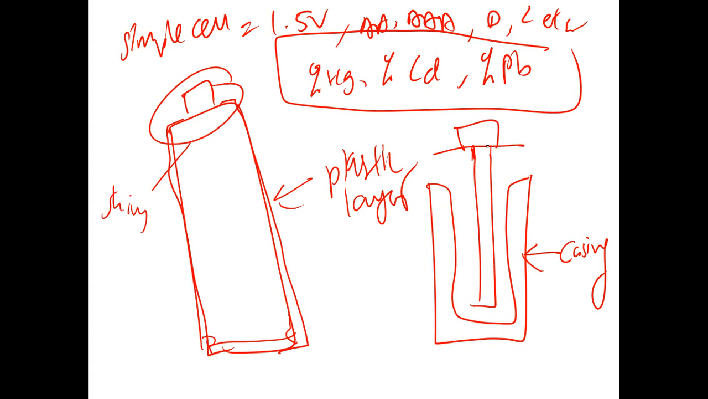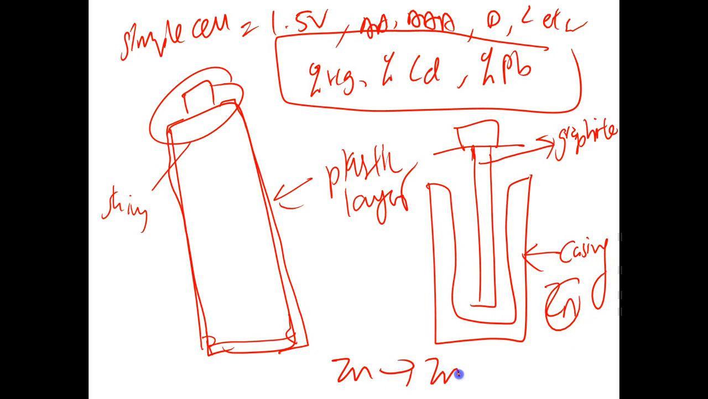So how does dismantling this simple cell tell us more about how it works? First things first, the casing is actually made of zinc, and this electrode here is graphite, a carbon electrode. Based on what you learned earlier, you will know that zinc will be preferentially oxidized. So zinc is oxidized to Zn2+ plus 2 electrons.